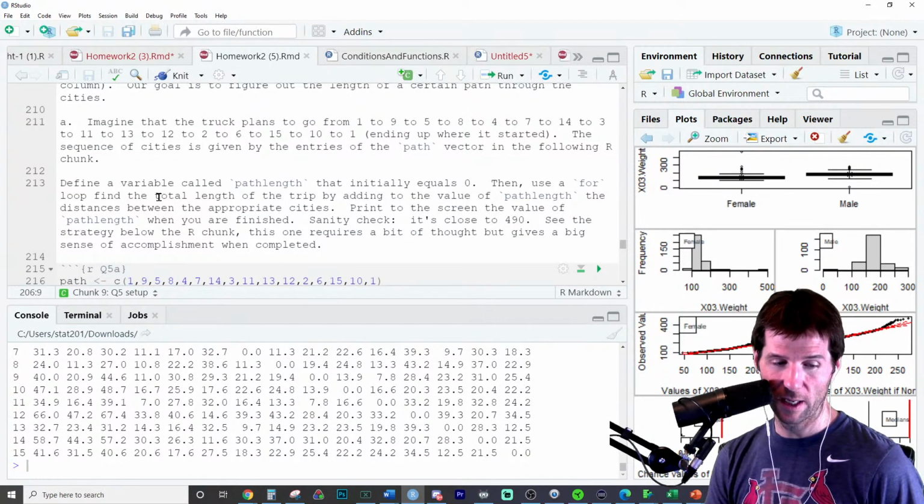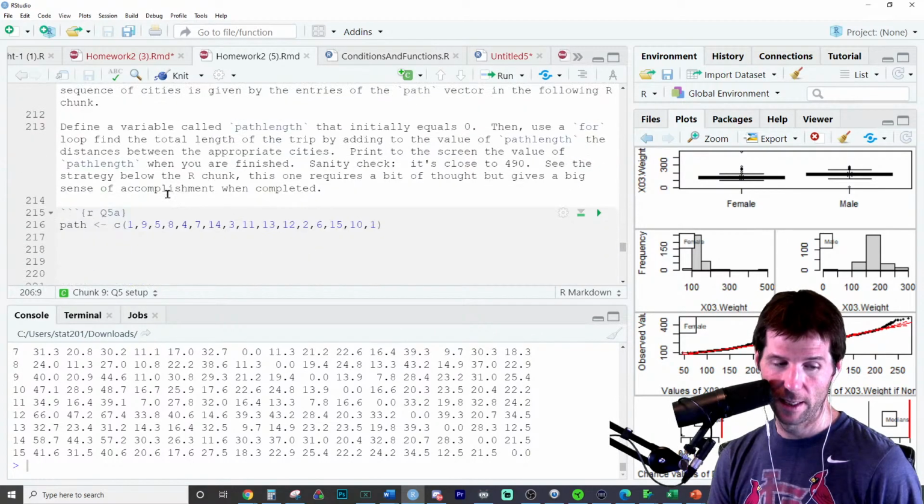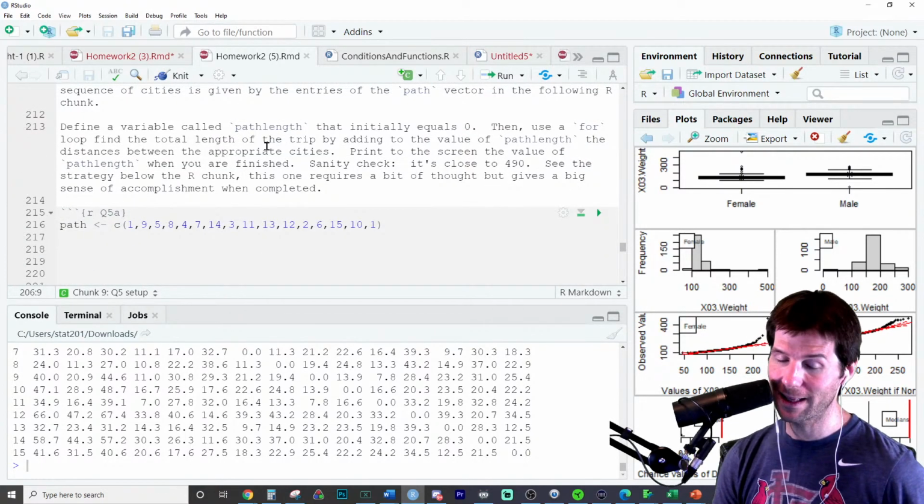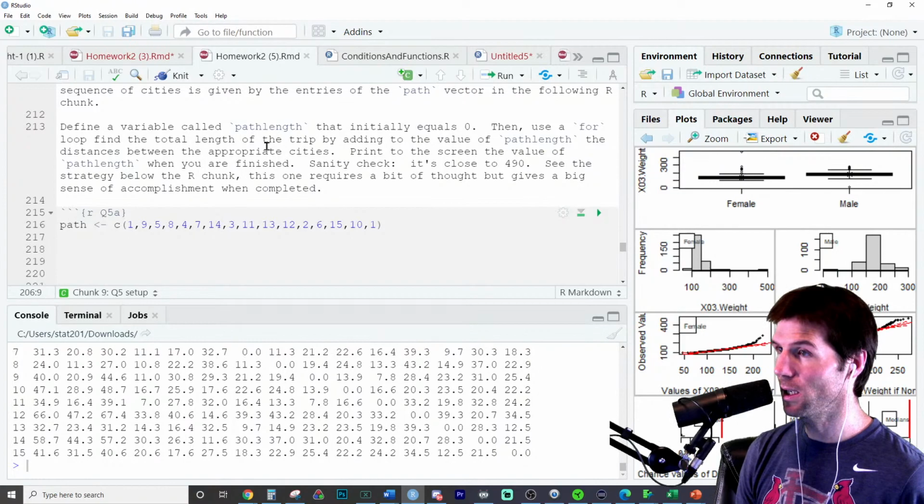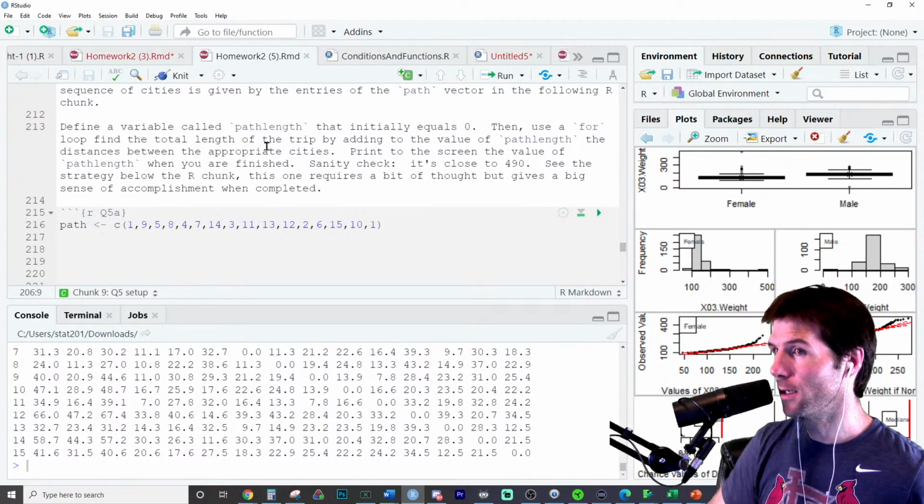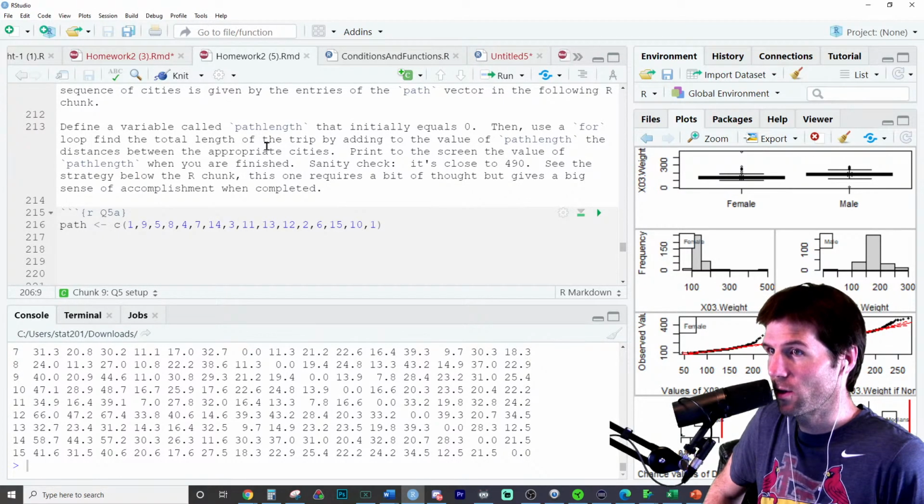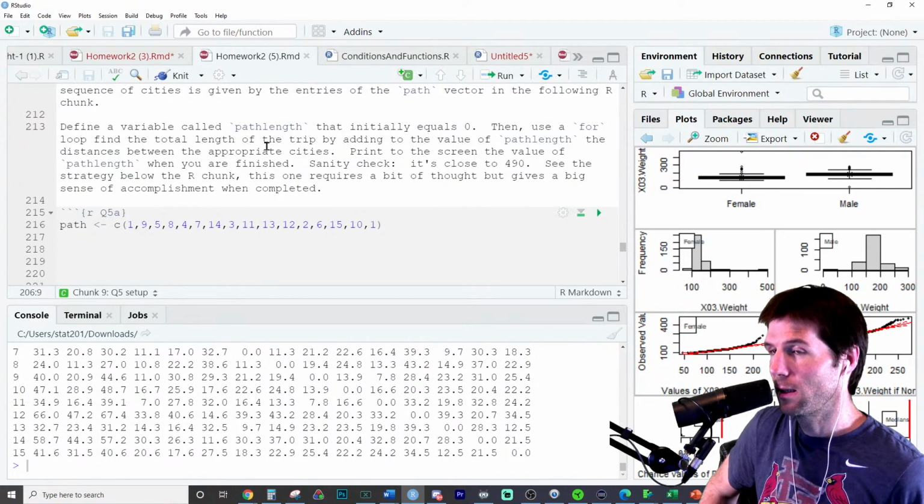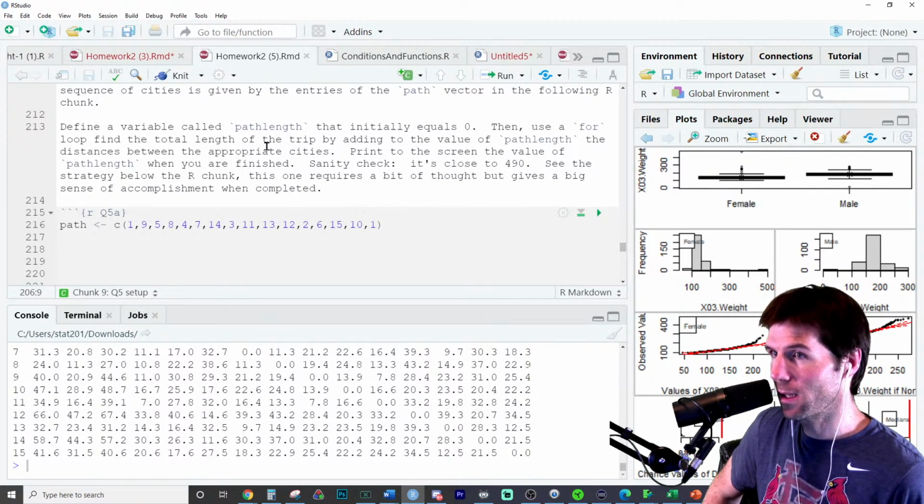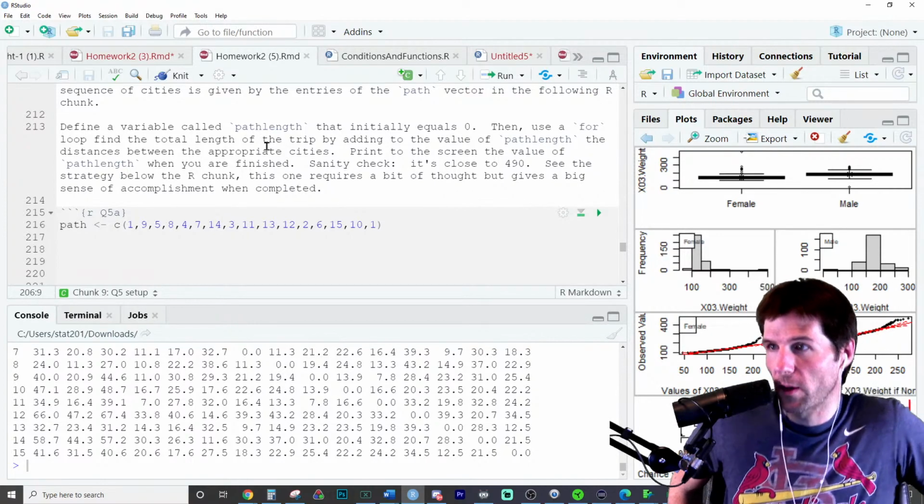So all this right here is doing the calculations, telling you to explain what's going on, and then define a variable called path length that is initially equal to 0, then use a for loop to find the total length of the trip by adding up the distances between the appropriate cities to path length. Print to the screen the value of path length when you are finished. Sanity check: it is close to 490. See the strategy below in the R chunk.